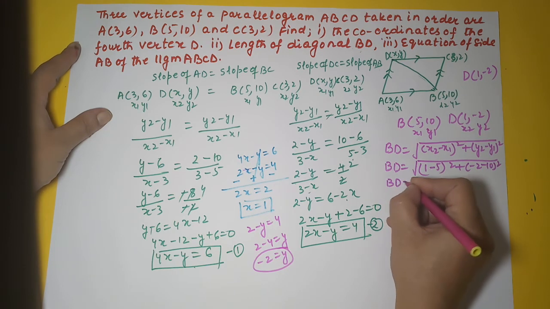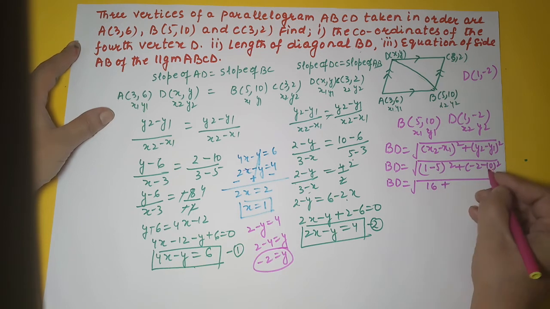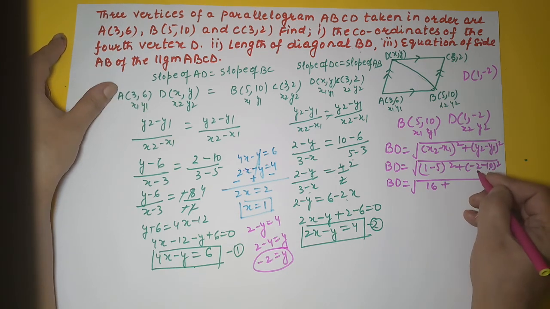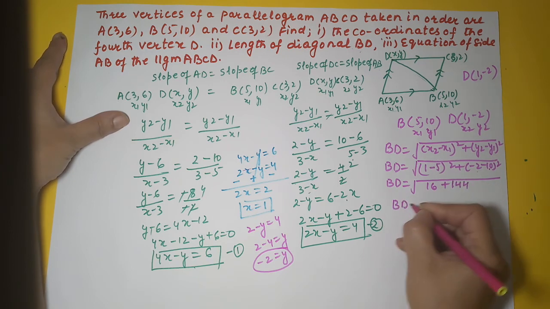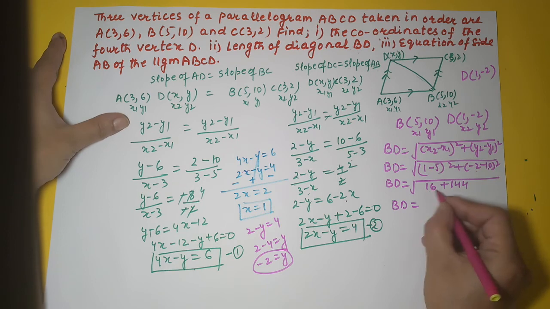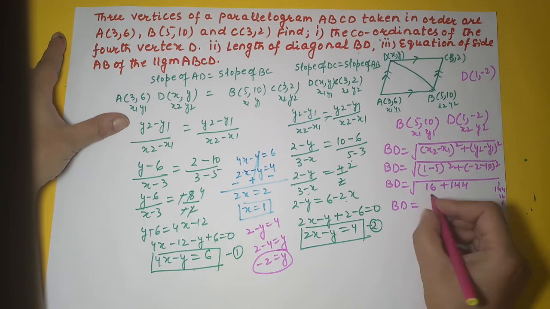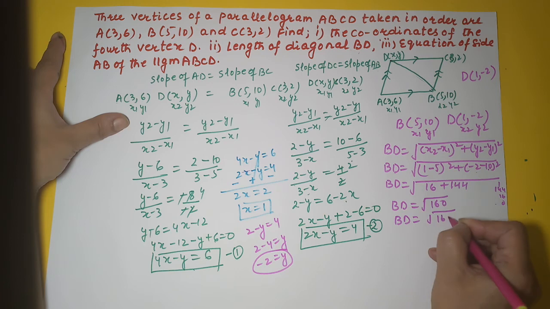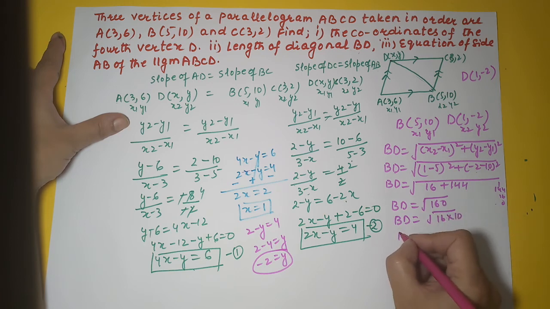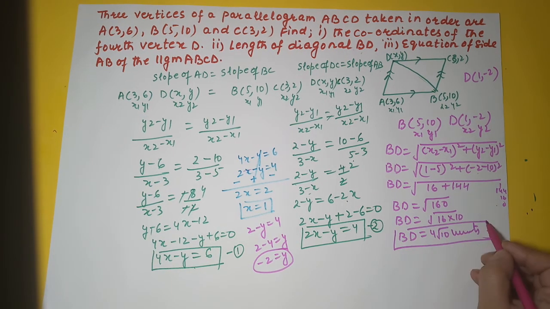So let's substitute. x2 is 1 minus 5 whole square plus y2 is minus 2 minus 10 whole square. So your BD will be under root of, this is minus 4 whole square becomes 16. Minus 2 minus 10 is minus 12. Whole square becomes 144. So your BD becomes 144 plus 16, this is 160. Under root of 160. So you can write that as under root of 16 into 10. 16 will come out as 4 and your BD will be 4 root 10 units. Right? You have found the length of the diagonal BD.